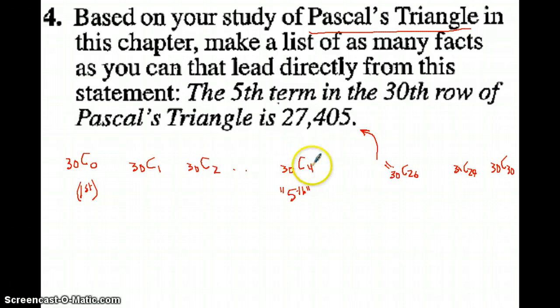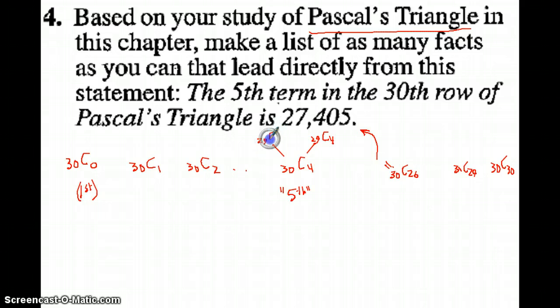I know that 30C4 is the sum of the 2 items above it in Pascal's triangle, which would be in the row up here, which would be 29C. Well, think about that. 29C0 is here. 29C1 is sort of kitty corner above the 1 like this. So this would be 29C4. It's the sum of 29C4 and 29C3.